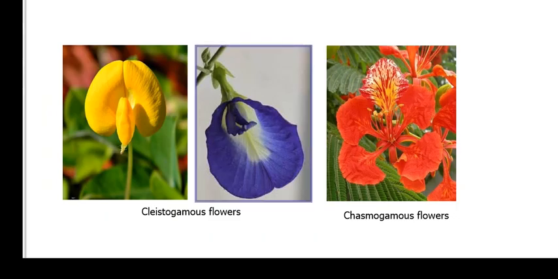cleistogamous if at maturity it covers its androecium and gynoecium, so they are kept close at all times. It is said to be cleistogamous, but if it opens to expose the gynoecium and androecium when mature, it is said to be chasmogamous. So we find cleistogamous flowers among peas, such as the Crotalaria retusa, which is a rattlebox or devil bean. Then you also find it in the Clitoria ternatea, which is the butterfly pea.